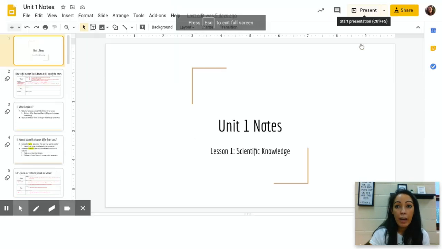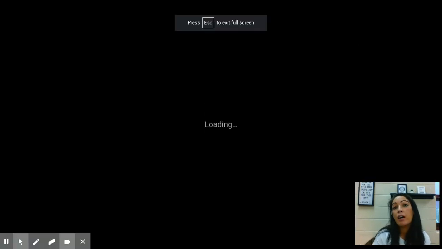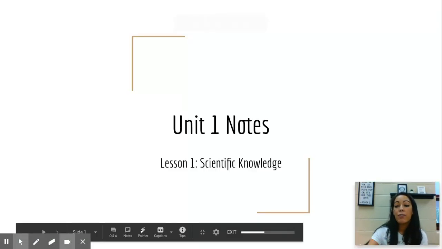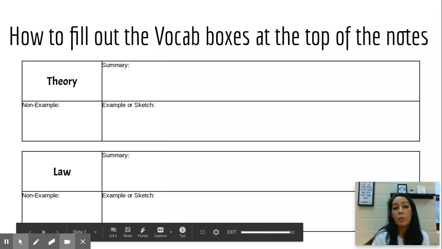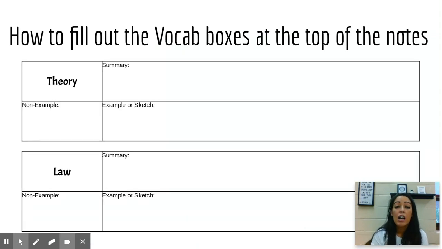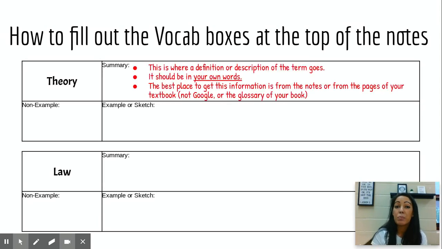When we're doing vocab, you'll see vocab at the top of any note slide. Vocab is always going to be done the same way throughout the entire year. This is an example from this lesson. So these are our words for Unit 1, Lesson 1. But it asks for three different things. First thing it asks for is a summary, which is basically just a definition or a description. Give me some important notes about this word and make sure it's in your own words.